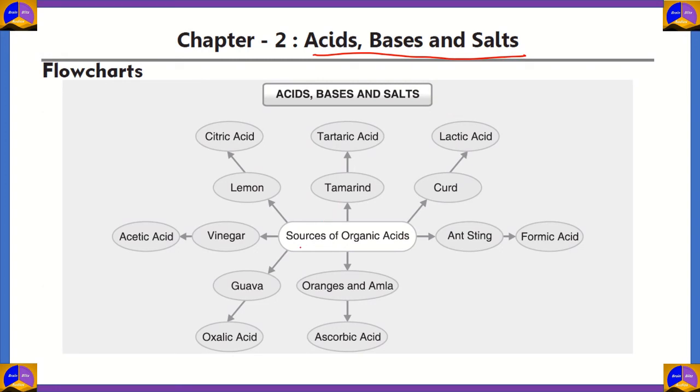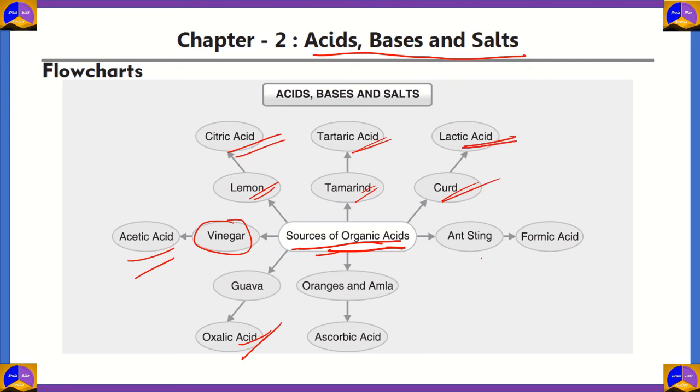So we have a lot of organic acids. These are acids which are found in nature. For example, vinegar that we use in kitchens is actually acetic acid. The guavas that we eat contain oxalic acid. Lemons contain citric acid. That's why they're called citrus fruits. And tamarind contains acids such as tartaric acid. Curd is usually made using lactic acid. Ants, when they sting us, have a concoction of formic acid. Oranges and gooseberries, the fruits that have an excess of vitamin C, have ascorbic acid. Ascorbic acid is the chemical name for vitamin C.